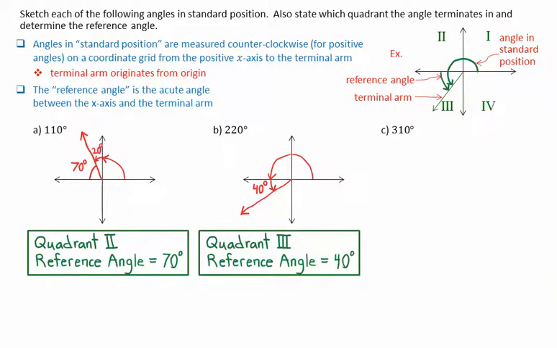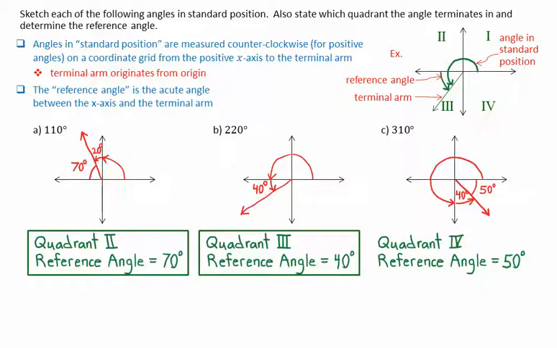For example, C. For 310 degrees, going from the positive x-axis to the negative y-axis uses 270 degrees. This leaves 40 degrees more. This then corresponds to a reference angle of 50 degrees. This corresponds then to quadrant 4 and a reference angle of 50 degrees.